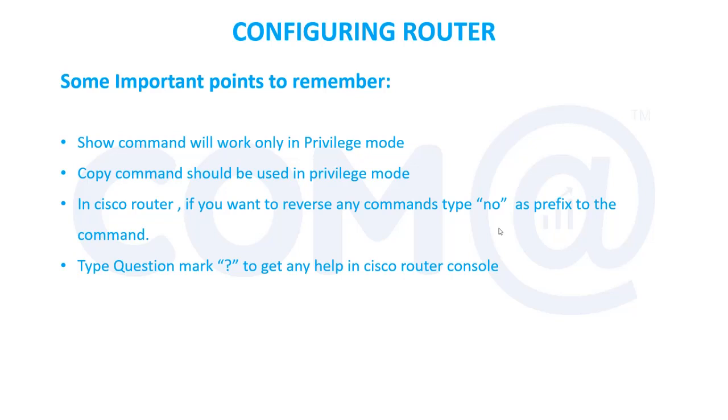Some of the important points: show commands will work only in privilege mode, not in other modes. If you are in global configuration mode or interface configuration mode, you can add do, and then run the same show command. But normally it will not work in other levels. So you don't need to test it. The copy command should be used in privilege mode. Always the copy operation should follow the pattern, and it should be used in privilege mode. And I already said adding no will reverse a command. The question mark helps you get more information about the commands.